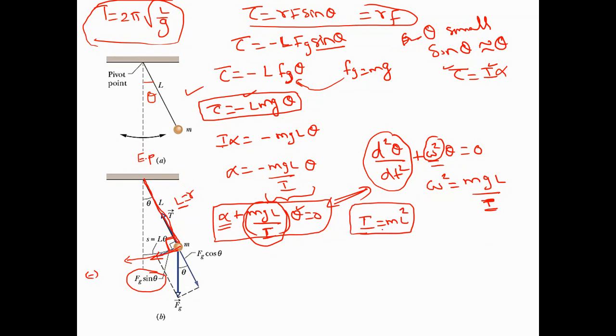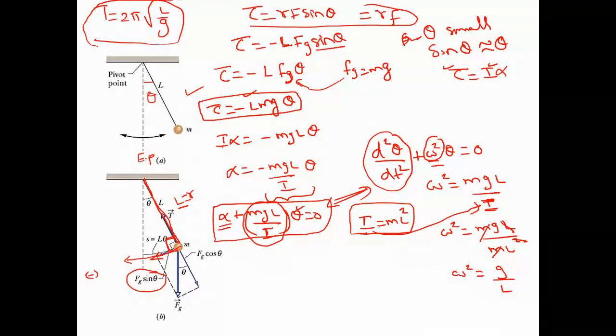Now I am going to apply this formula here. So you will get omega square equals mgl over ml square. The m and m get cancelled, and one l and another l get cancelled. Finally you will get omega square equals g over l.